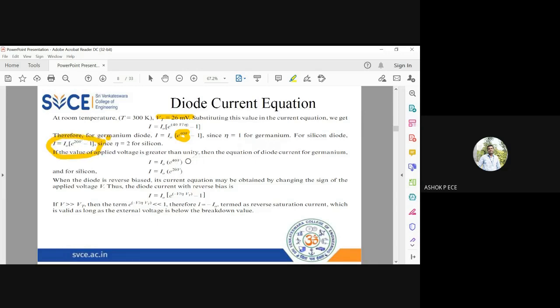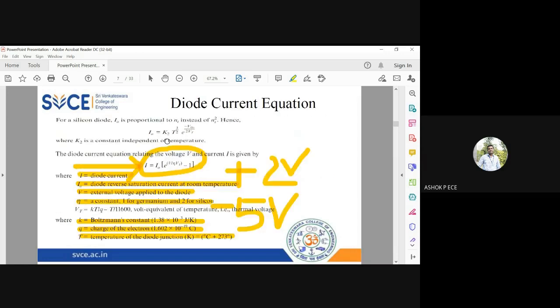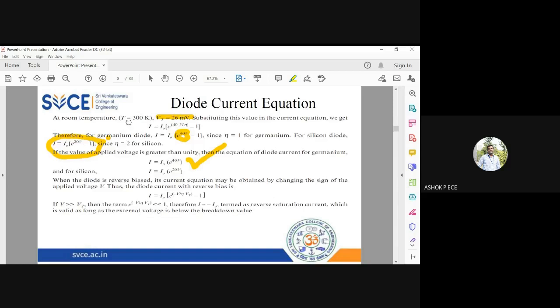So for germanium, the current is approximately equal to I naught e power 40V, where V is the bias voltage. And in the simplification, remember, it is only for room temperature at 300 Kelvin. For another temperature, again, you have to go back to your diode equation as given here, and calculate everything again. So what I have given here is at room temperature 300 Kelvin, the thermal voltage is 26 millivolt, and the current we are finding for germanium and silicon is the approximate value of current.